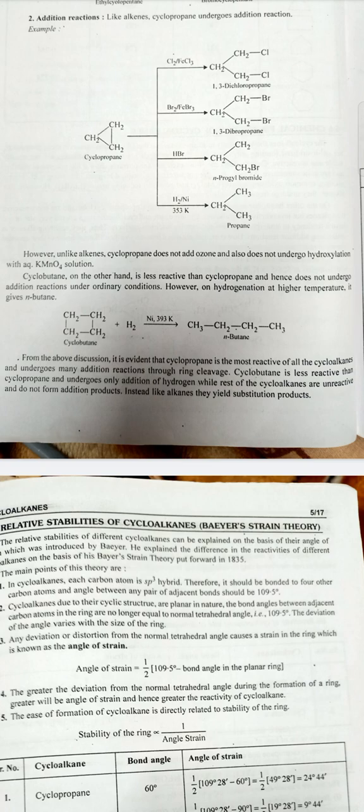Cyclobutane is less reactive than cyclopropane and undergoes only addition of hydrogen, while the rest of the cycloalkanes are unreactive and do not form addition products. Instead, like alkanes, they yield substitution products.